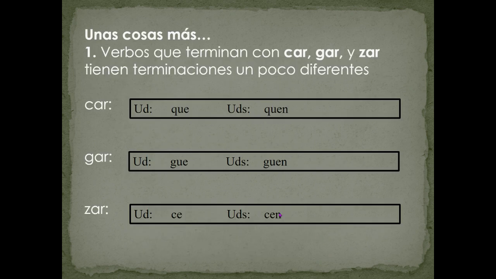Unas cosas más, a couple other things. Verbos que terminan con car, gar y zar tienen terminaciones un poco diferentes. This is also going to look like the subjunctive. Verbs that end with car, formal commands end with que, plural commands end with quen. Gar, formal commands end with ge, plural commands end with gen. So same endings that you use for the usted conjugations and ustedes conjugations in the present subjunctive. And for zar, formal commands end with ce, plural commands end with cen.